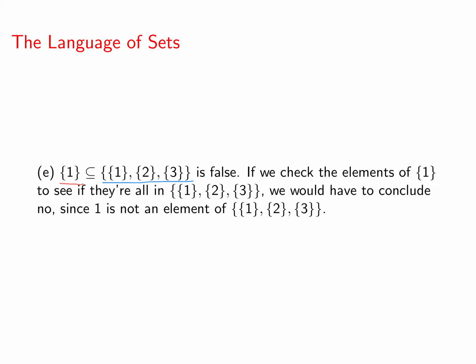Remember, we talked about how sets can have lots of different types of things in there. The objects in a set can be numbers, they can be vectors, they can be matrices, they can be any sort of mathematical objects. They do not necessarily have to be numbers. And in this case, the objects in the set on the right-hand side are themselves sets. The only object on the left-hand side is the number 1. So everything that's in the set on the left is not in the set on the right, and so this statement is false. Okay, that's all for now.